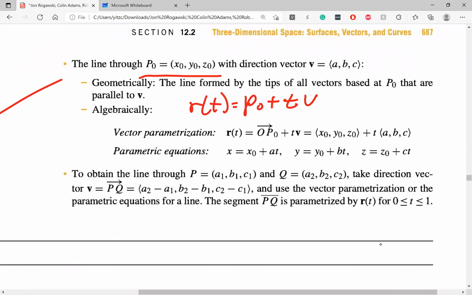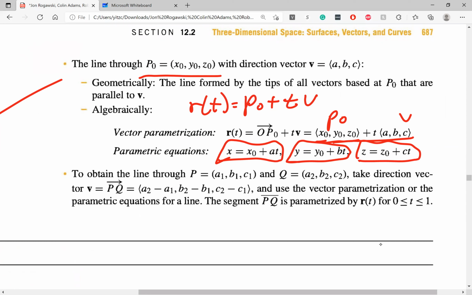And so you can write it in terms of the x, y, and z vector components plus the v vector. So here's v and here's P0. Or you can write each component individually, what x is, what y is, and what z is. And just remember that this x is really x of t. So this x changes with t, x of t, y of t, and z of t.